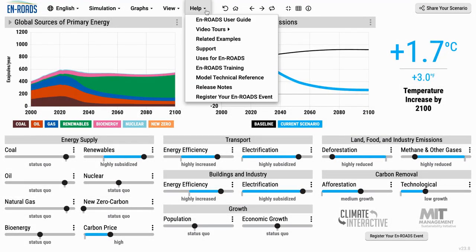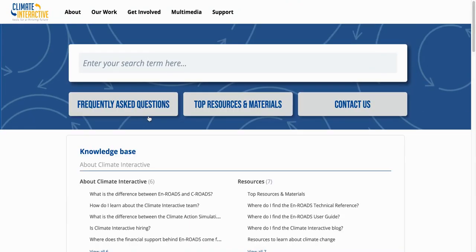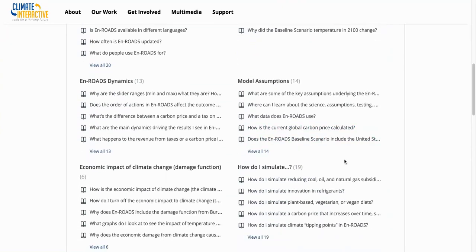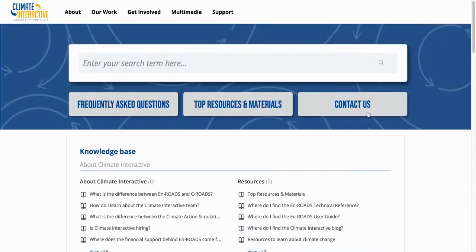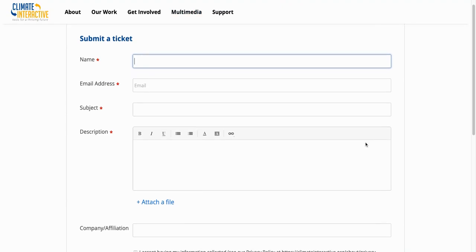When you have a question about the behavior of the model, you can go to the support page. There are hundreds of FAQs, frequently asked questions, that are already answered, and one can also ask a specific question by creating what we call a new support ticket to ask a technical question.